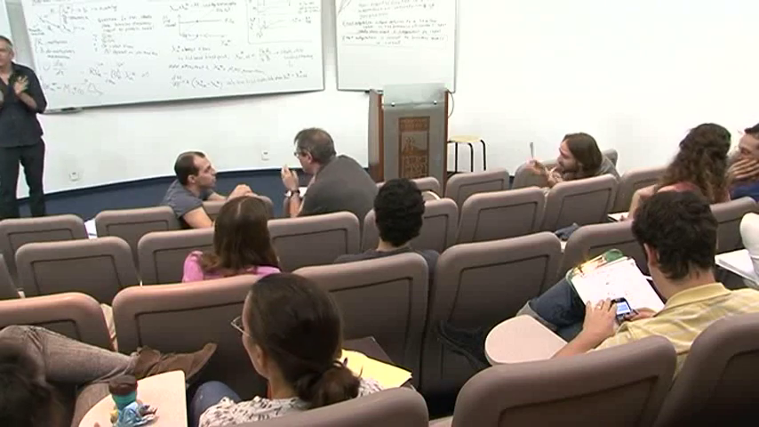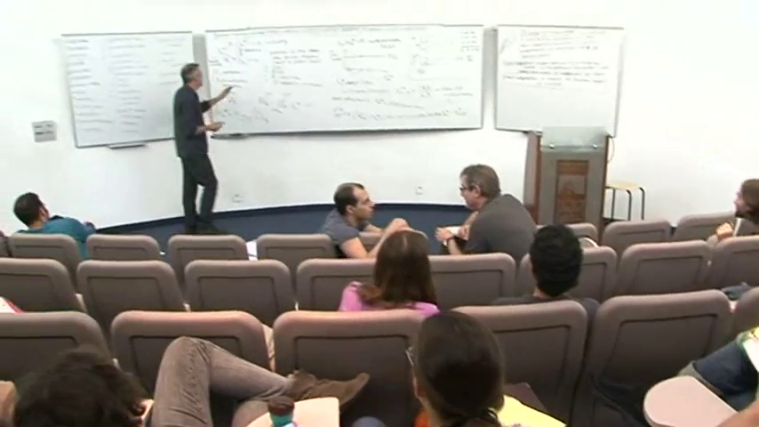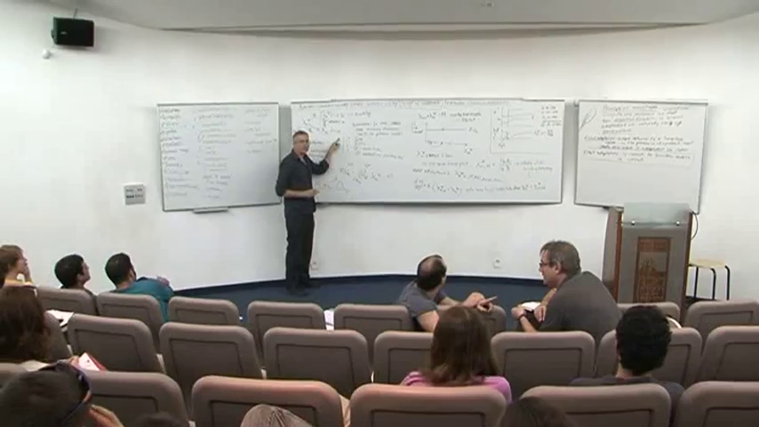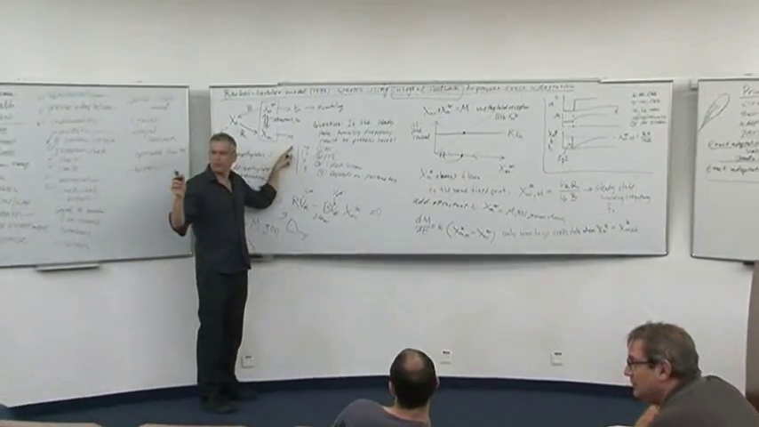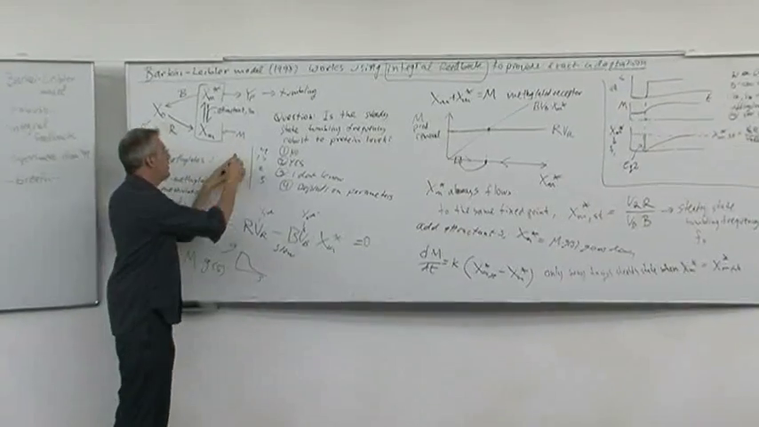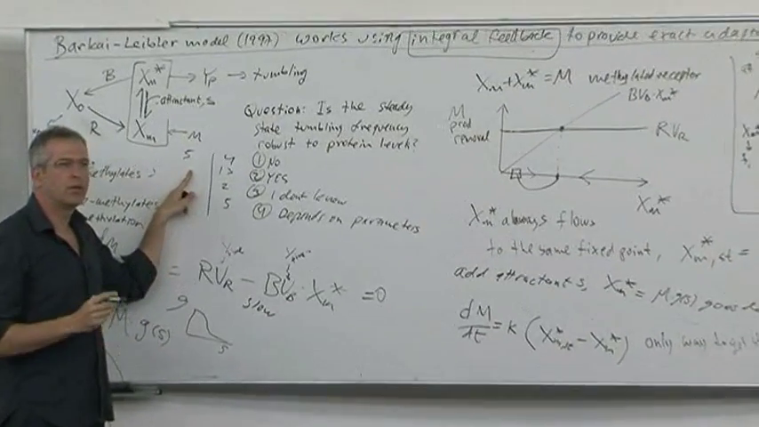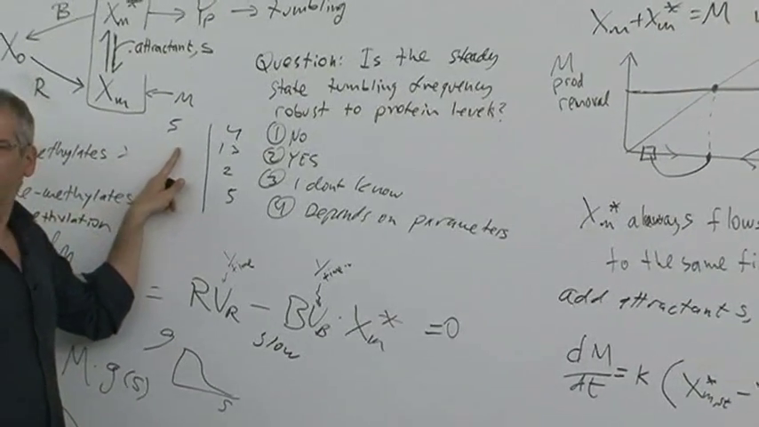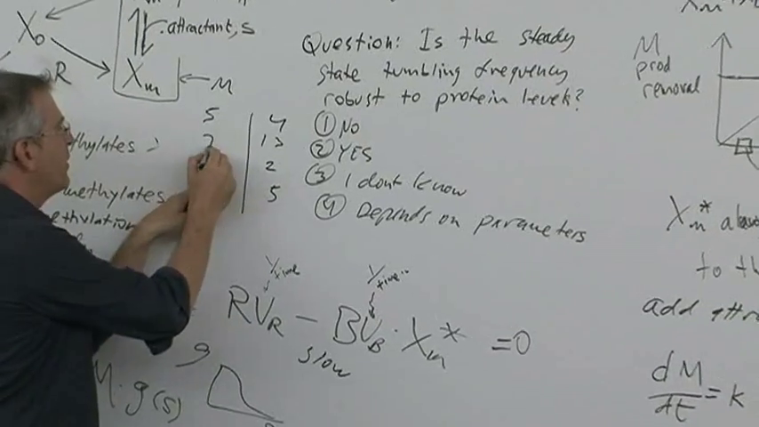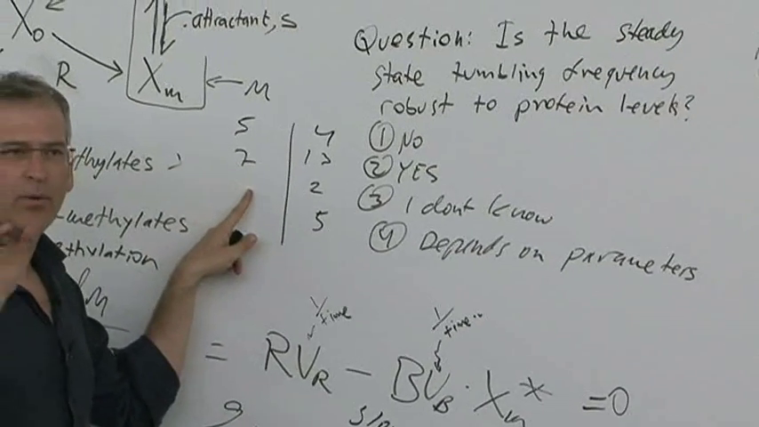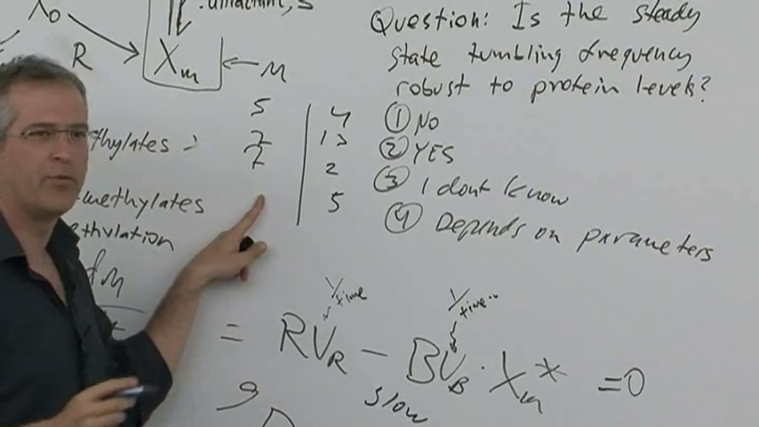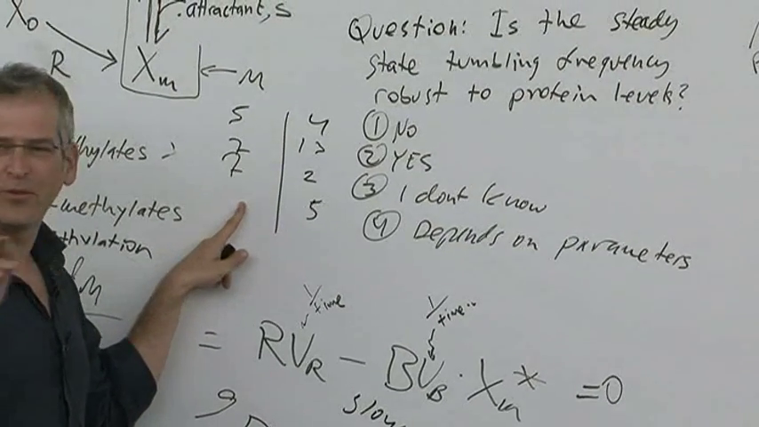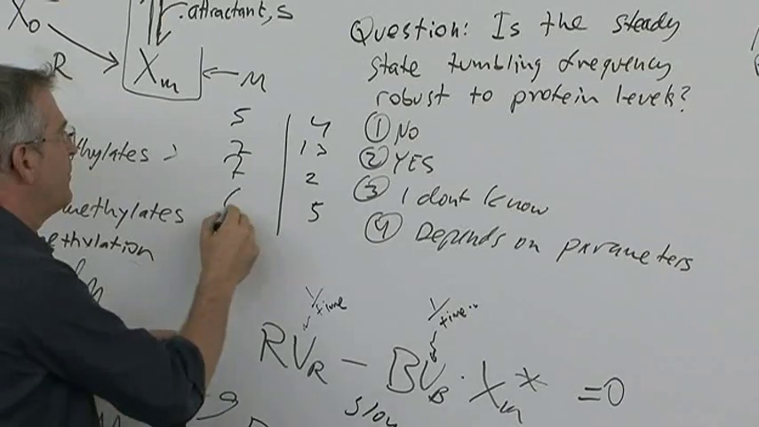Okay, let's revote. How many people think 1? 5. How many people think 2? 7. How many people think 3? 7. How many people think 4? 6. Okay.